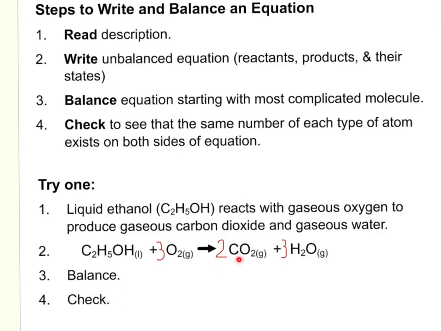2 carbons, 2 carbons. Hydrogens are 5 plus 1 is 6, and here we have 6. Oxygens, I have 6 plus 1 is 7, and over here I have 3 plus 4 is 7 oxygens on the right side, so they all check out.